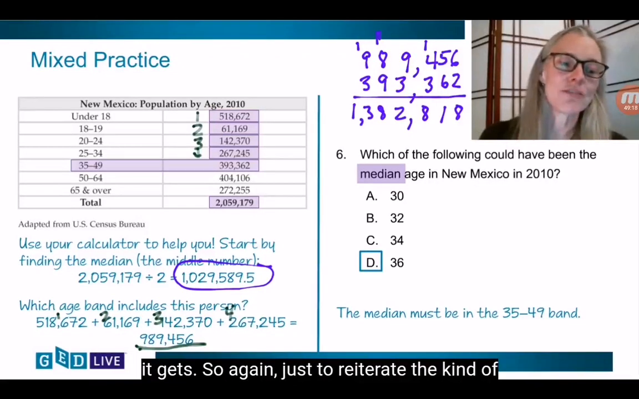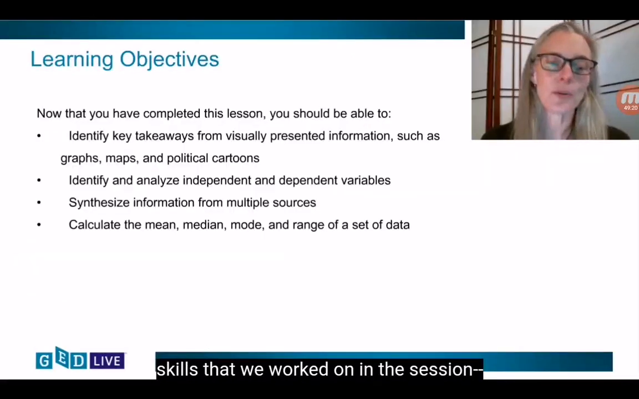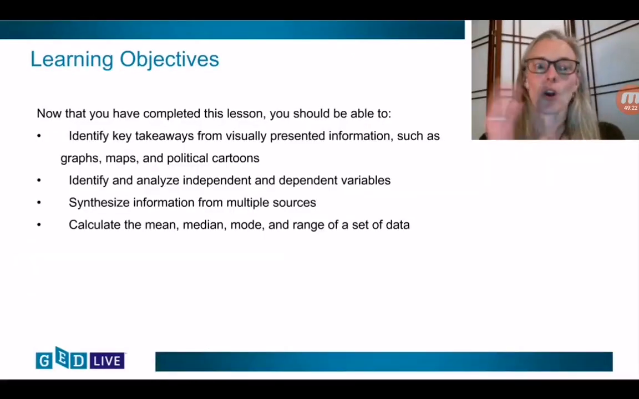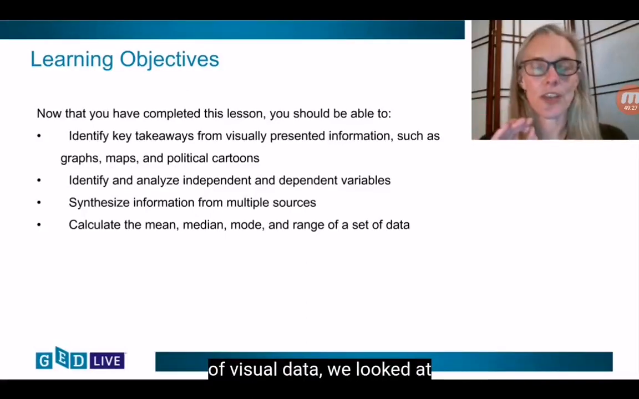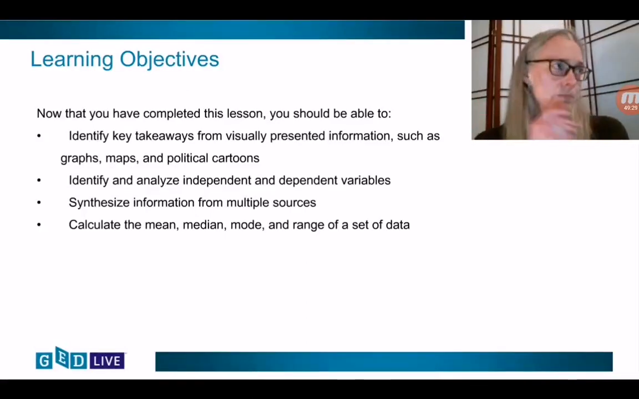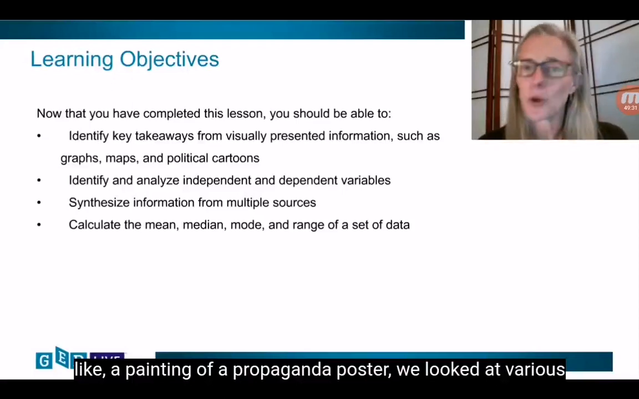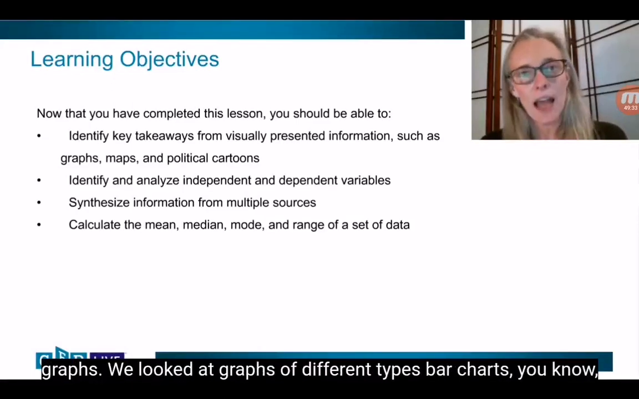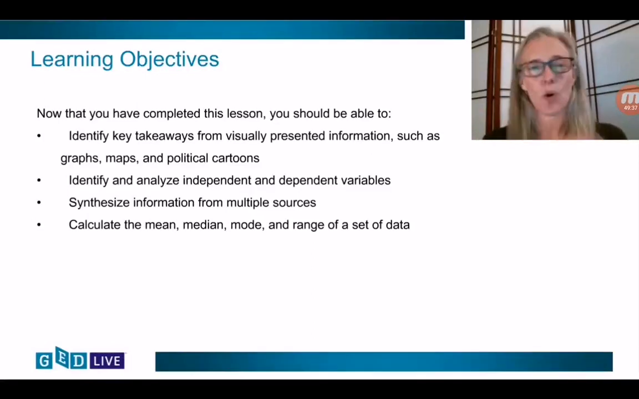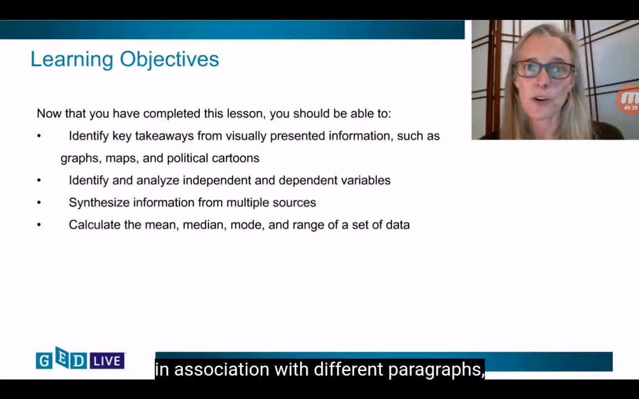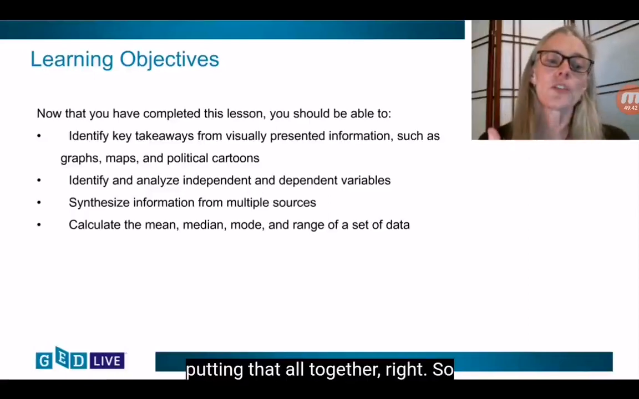So again, just to reiterate the kind of skills that we worked on in this session: identifying key takeaways from any kind of visual data, right? We looked at a painting, a propaganda poster. We looked at graphs of different types, bar charts, and in association with different paragraphs, putting that all together, right?